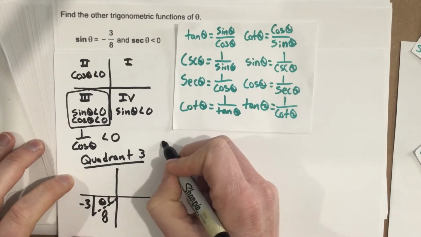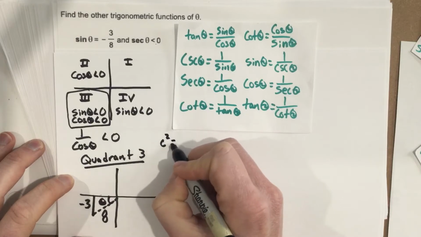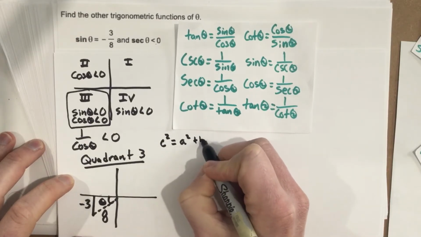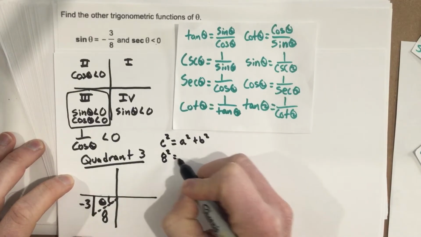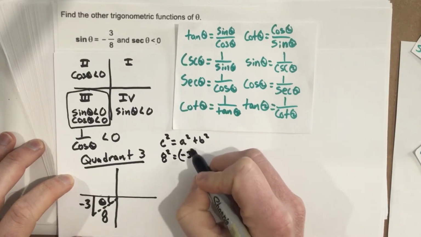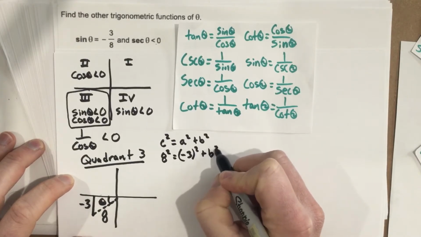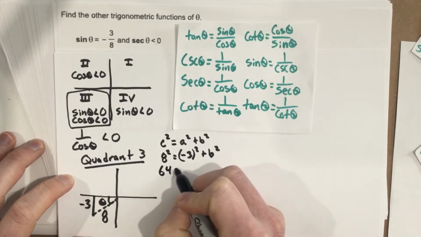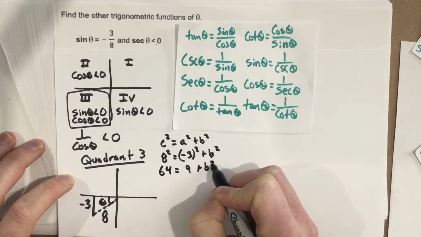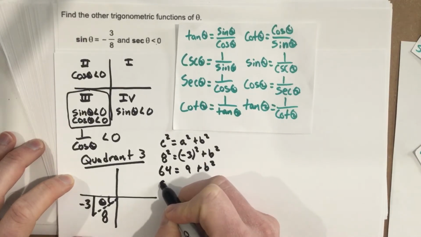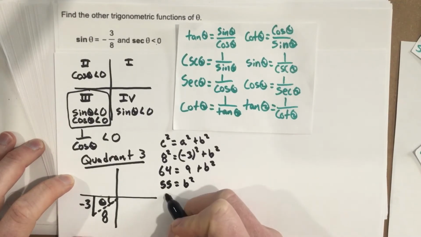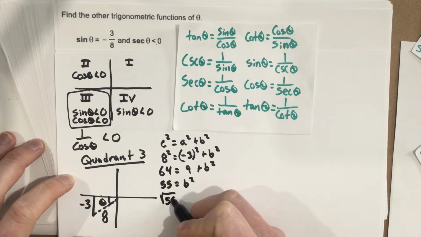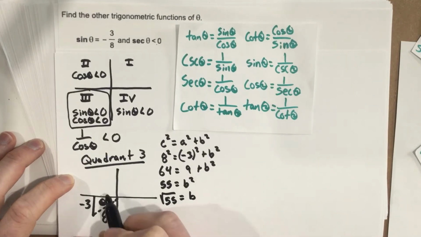All right, so how do we find this side? Well, we can use the Pythagorean theorem. So let's go ahead and do that. Say c squared equals a squared plus b squared. I know that c is 8, so 8 squared equals -3 squared plus b squared. So 64 equals 9 plus b squared. Subtract the 9, we get 55 equals b squared. Square root it, and we get root 55 equals b. So I know that this right here is going to be root 55.